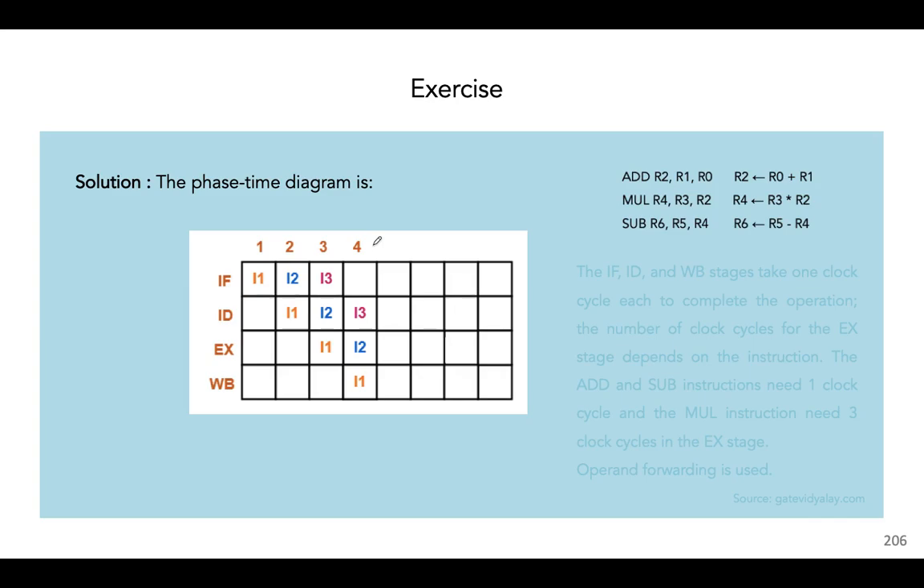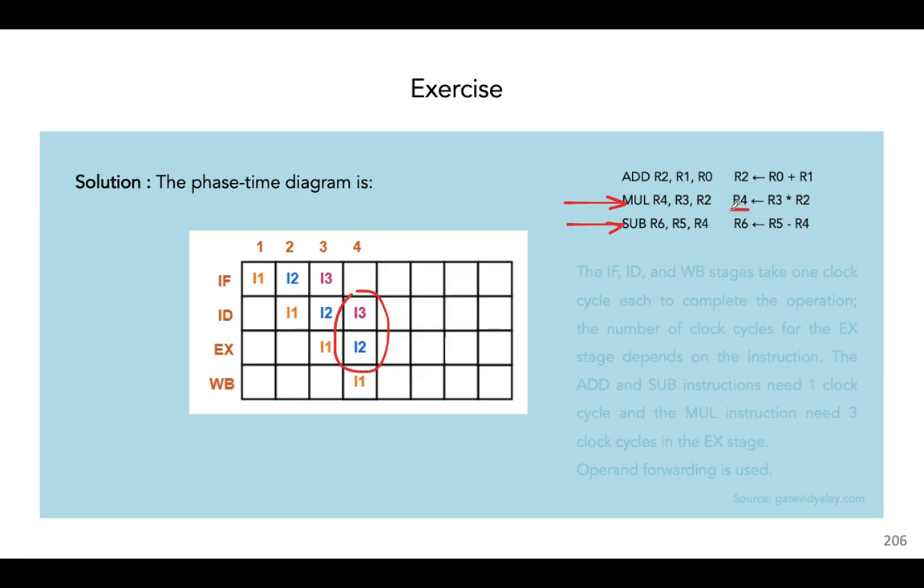All right. Okay, let's move on to the next clock pulse now. What's happening in the next clock pulse? I1, again, is moving into the next phase. I2 is also moving into the next phase. I3 is also moving into the next phase. Another interesting thing now is what's happening. Look at instructions 2 and 3.